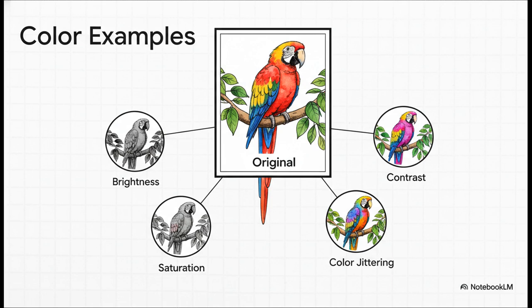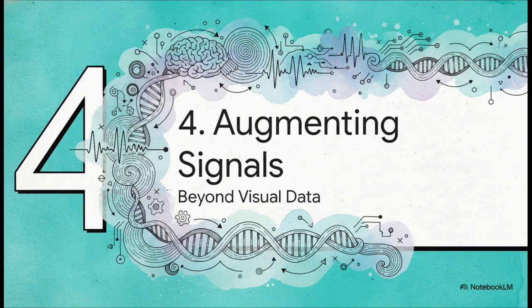It's simple, really. We can take one photo and make a version that's brighter, another that's darker. We can crank up the contrast to make the edges pop, or mess with the color saturation. There's even a technique called color jittering that just randomly messes with all these things at once. The result? A much tougher AI that won't get confused by something as simple as a camera flash or a gloomy, overcast day.